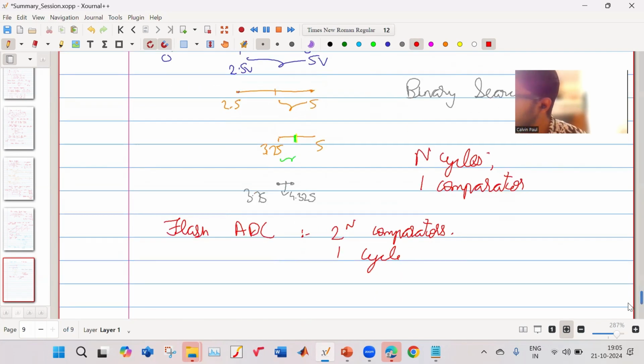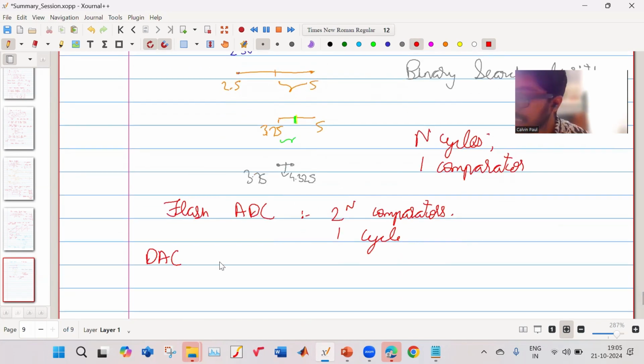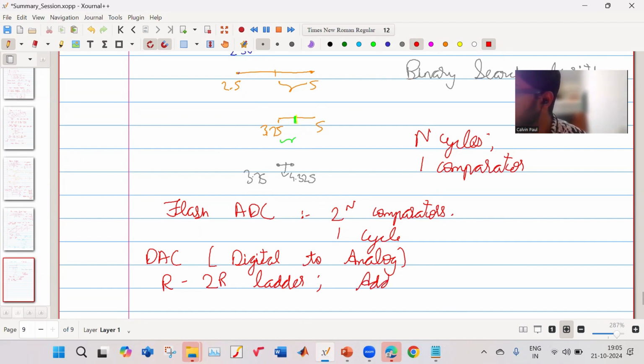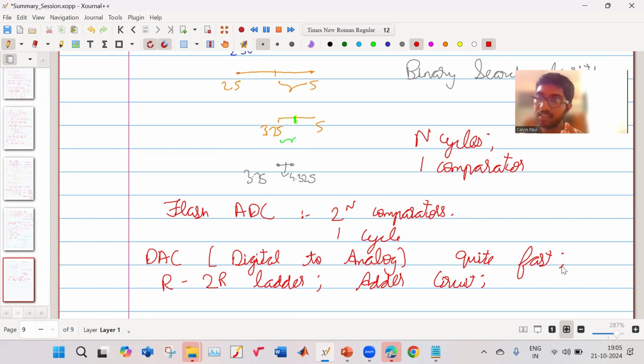Next are DACs. A DAC is the opposite: a digital to analog converter, which converts a digital value to an analog value. There are two types. I'm not going into them for lack of time, but one is known as the R2R ladder, and the other can be made using an adder circuit. It is usually quite fast compared to the ADC. The ADC is the one that brings a delay in the overall system.